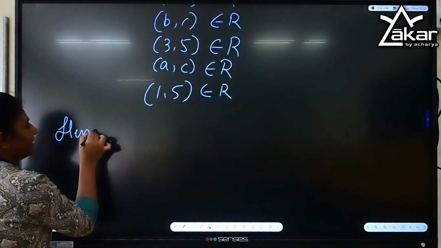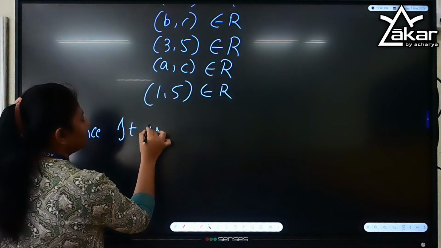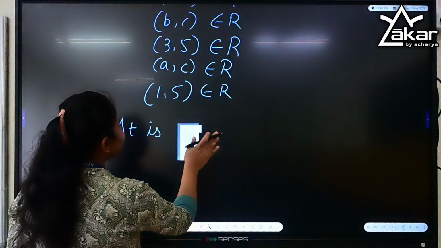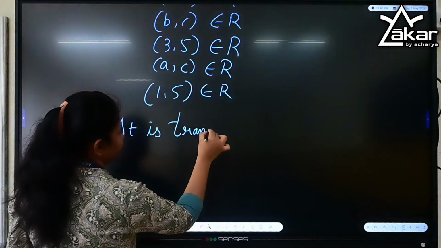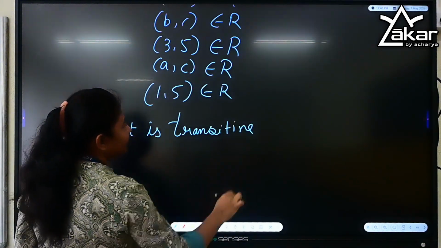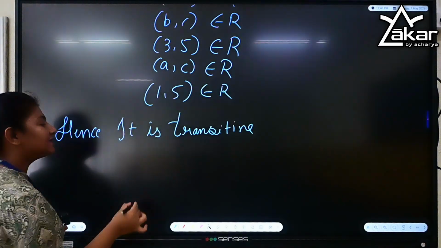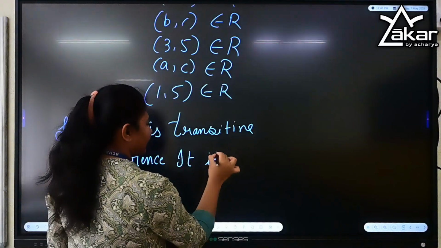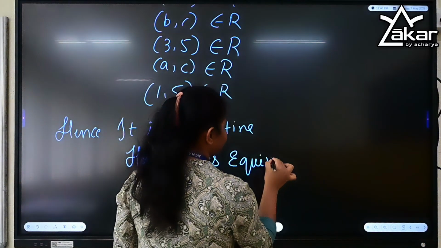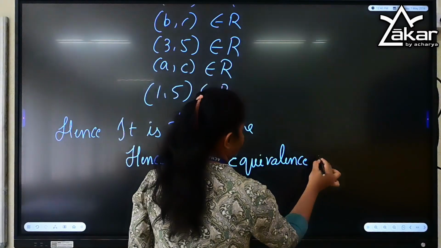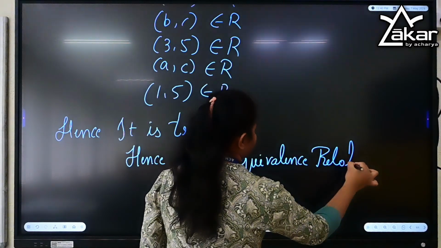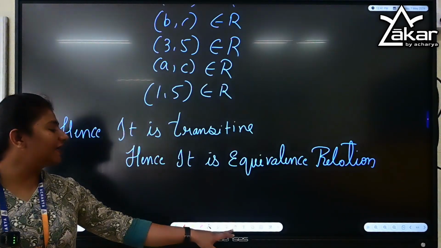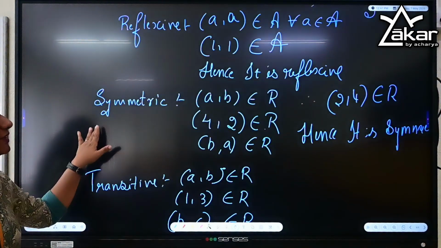Hence it is transitive. So if all the 3 conditions are satisfied, hence it is an equivalence relation. Hence it is an equivalence relation. Next, let us go. What is the second problem you need to solve here?